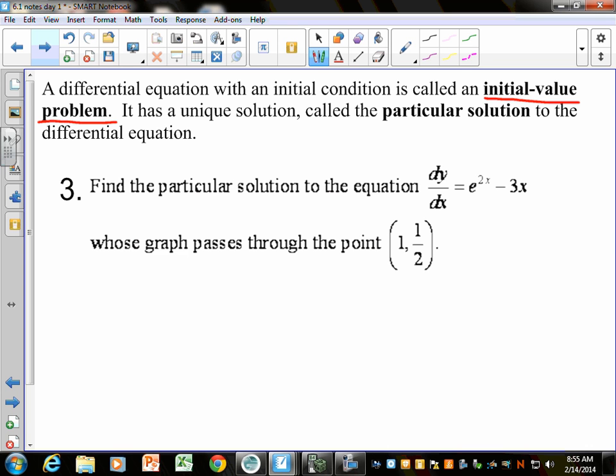I went to an AP conference not last summer, but the summer before. And the big talk was how many books don't talk about initial value problems. And I was like, my book does. But this again shows up, and I love when this is a free response question, because usually it's a 5-point part A, like number 3 here. It's 5 points out of 9 if you can just solve a differential equation and plug in the right point. Maybe a little more complicated than this.